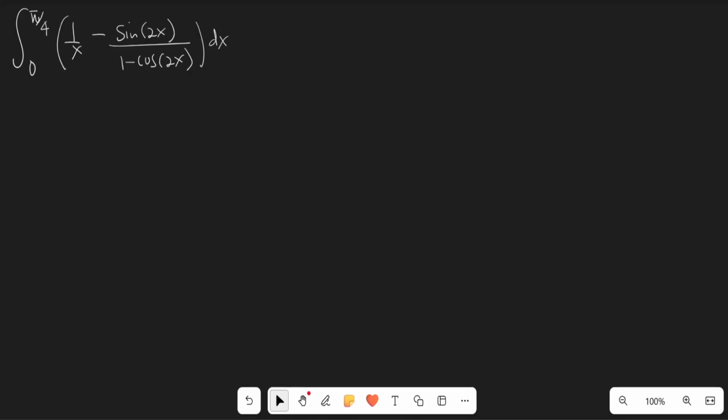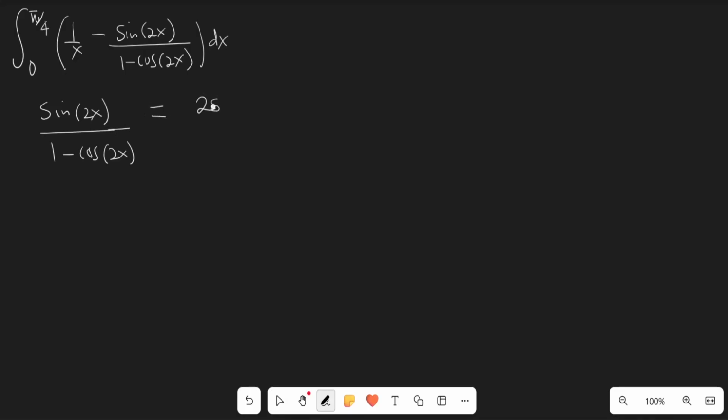So let's solve this integral. Let's start off by rewriting sine 2x over 1 minus cosine of 2x into a form that can be integrated.